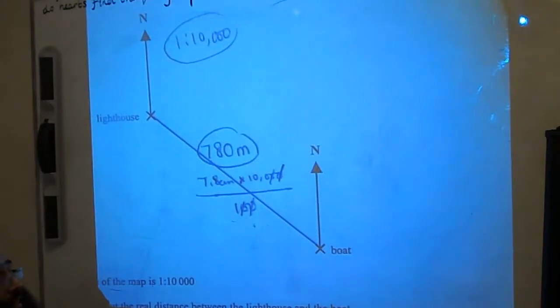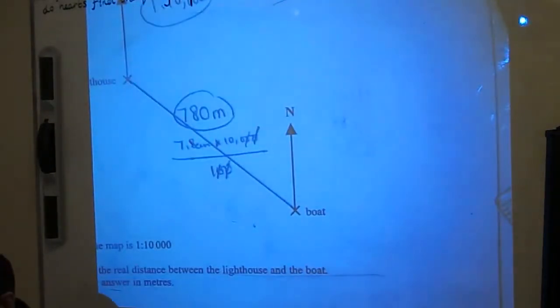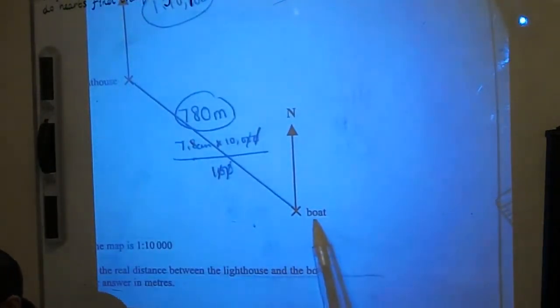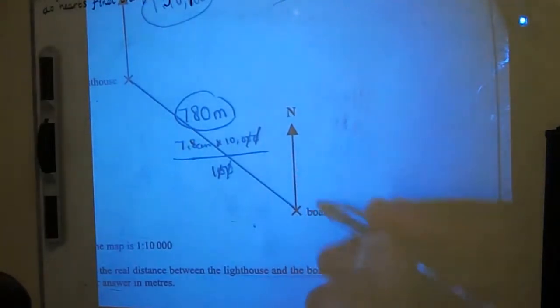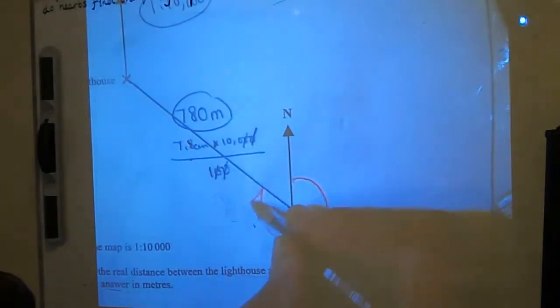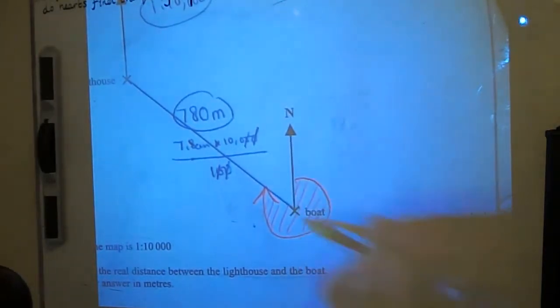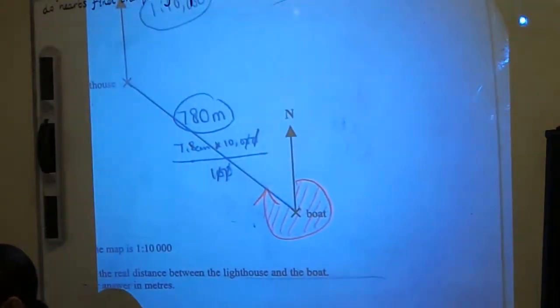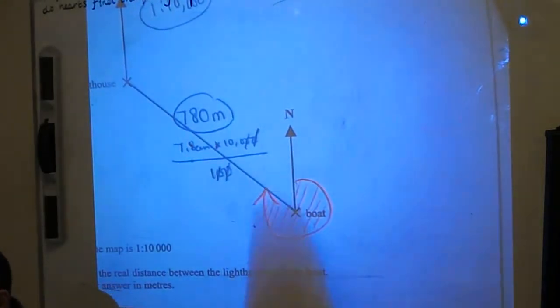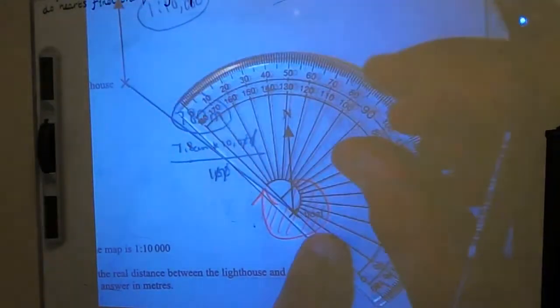The next question says, find the bearing of the lighthouse from the boat. Which means that we start from the boat and we have to go that way. So this is the angle. This here is the angle that they want. So what we can do, we can just measure the inside angle instead and then minus it from 360. So let's do that.